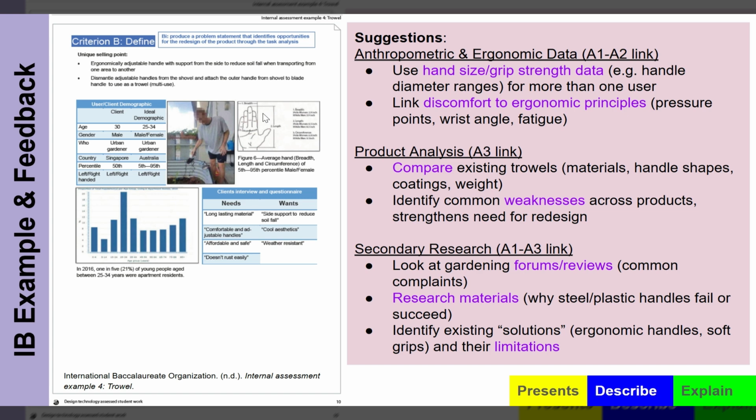Anthropometric data, now they have some of that here, but that is essentially for their client, and then I suppose this here would be the secondary. So use hand sizes and grip strength for more than one user, linked to discomfort and ergonomic principles. They could have linked it to the product analysis, which is their A3 link. So essentially, all the hard work that you've done in criterion A, you're trying to showcase it in B1. So what they could have done here is to improve it, to get into that.